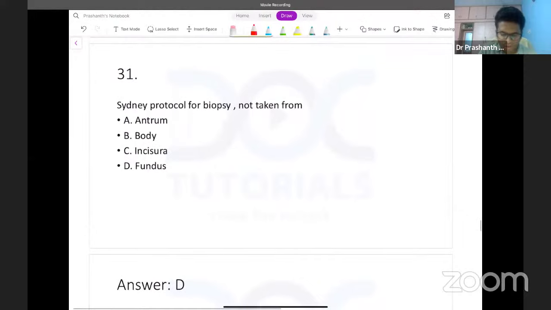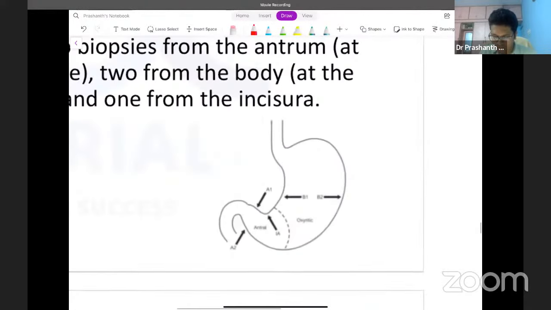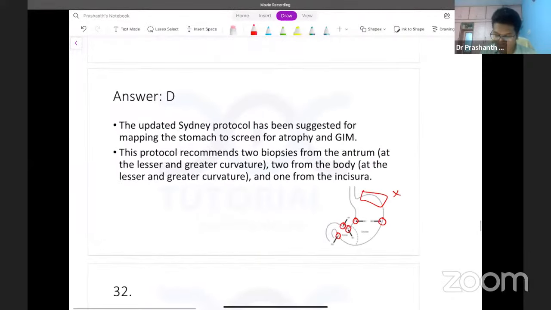Next is Sydney protocol for biopsy. First, know that Sydney protocol is for gastric metaplasias and atrophy. What biopsy is not taken from, the answer would be fundus. If you look at this picture, you take 2 biopsies from lesser curvature and greater curvature of antrum. Then you take one from incisura and then from body of the stomach. So there is nothing to do with fundus. That's the answer for the Sydney protocol.